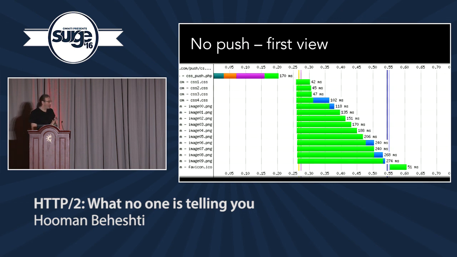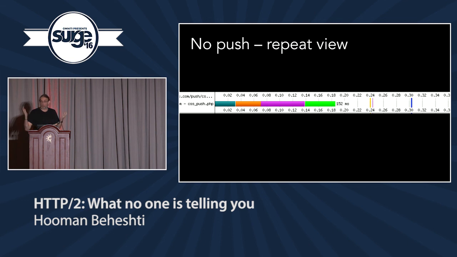So let's see what this looks like. Here is a no push scenario. First view, cold cache. Here's a page with 10 images and 4 CSS files. And this is what it looks like. H2 connection. I load everything into the browser. And now I'm a very good performance citizen. I put good caching headers on this. And this is what the repeat view looks like. Okay, just the HTML, which I chose not to cache in this case.